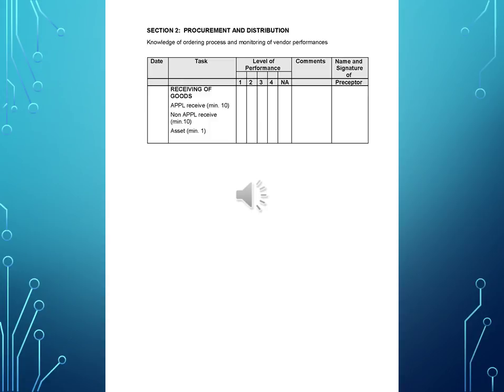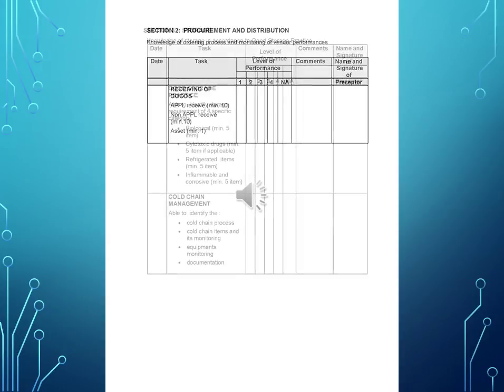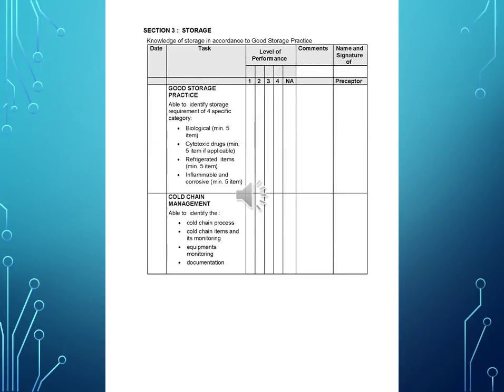Section 2. Procurement and distribution. Knowledge of ordering process and monitoring of vendor performances. Date, task, level of performance, comments, name and signature of preceptor. Receiving of goods. APPL receive, minimum 10. Non-APPL receive, minimum 10. Asset, minimum 1.